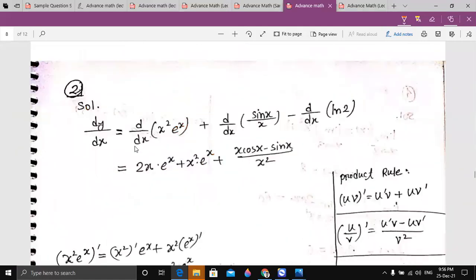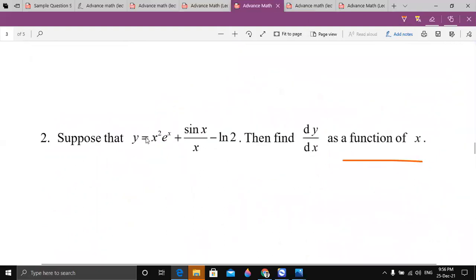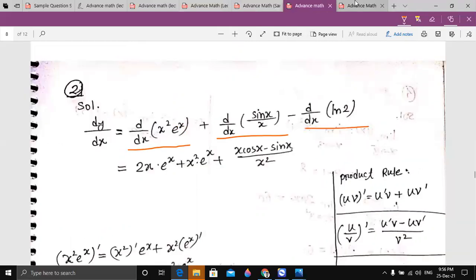So dy by dx is equal to d/dx of x squared e to the power x plus d/dx of sin x by x minus d/dx of ln 2, okay? We just differentiate and use the sum rule. No problem, just the sum rule. Now this is something multiplied, so this is like the product rule. So here is x squared into e to the power x.